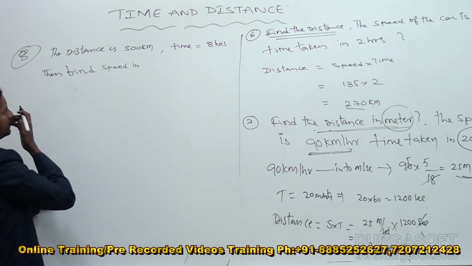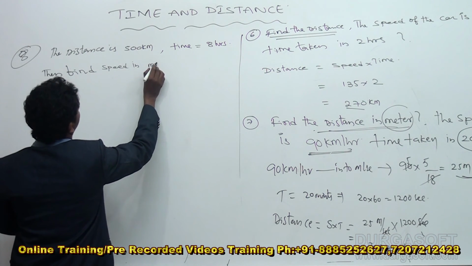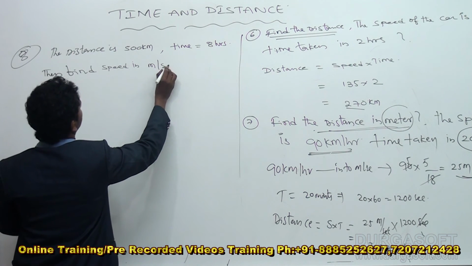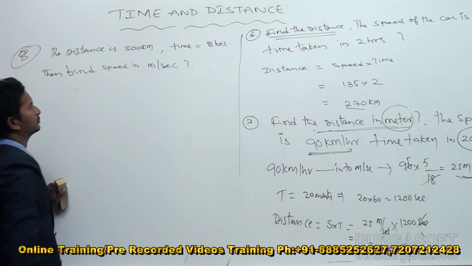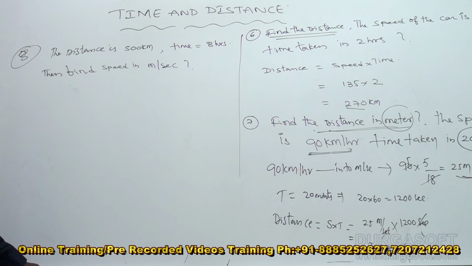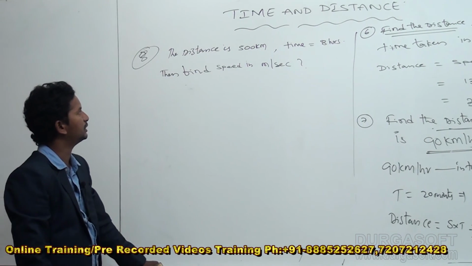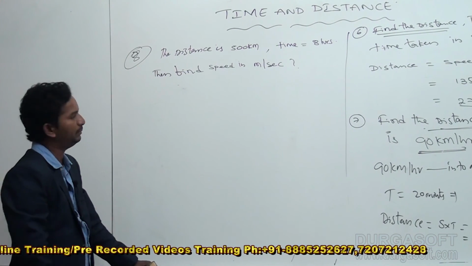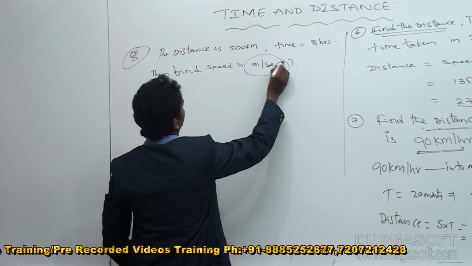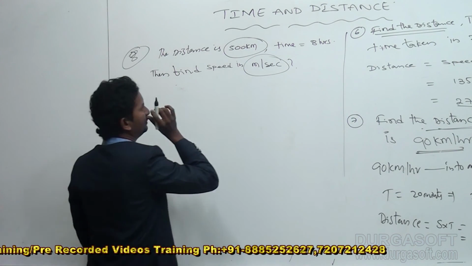Find the speed in meter per second. The distance is 500 kilometers and the time is also given. Then find the speed in meter per second. I am asking for meter per second. What is the conversion of this one?